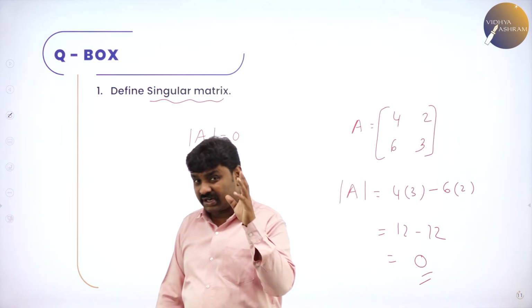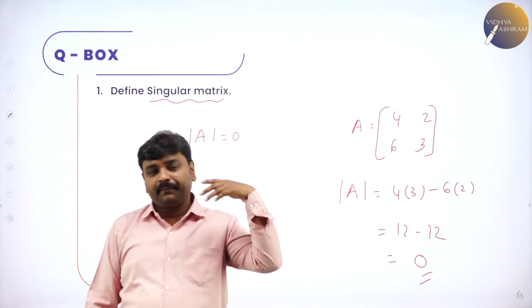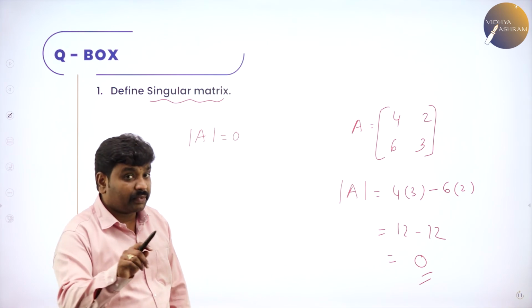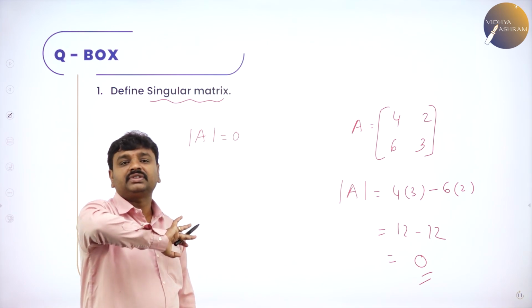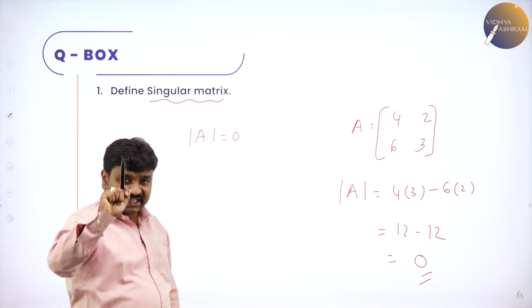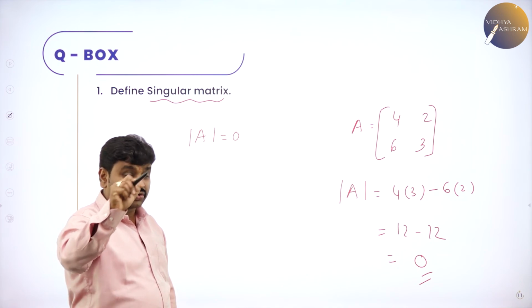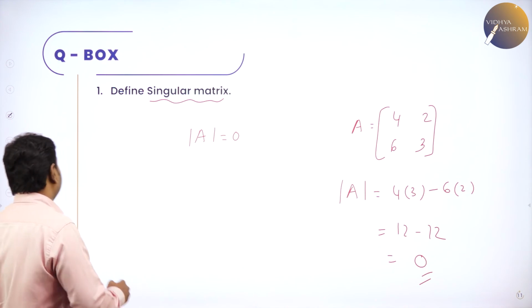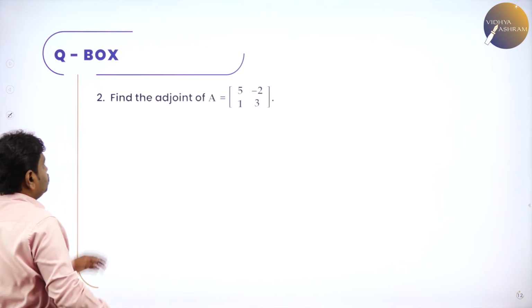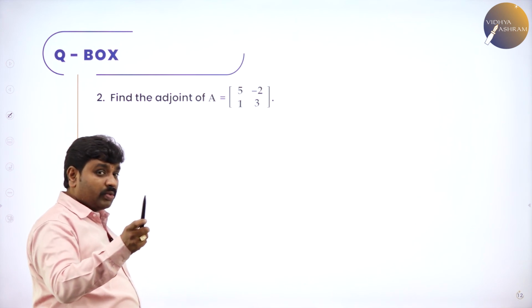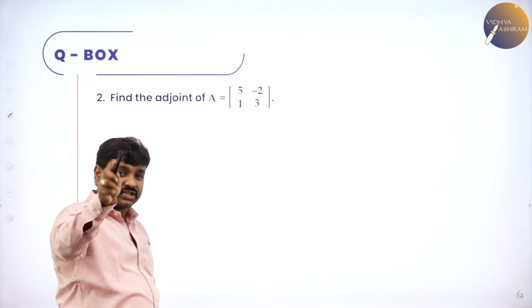So what is singular matrix? A square matrix whose determinant is 0 is singular, and we can also have 3 cross 3 singular matrices also. But the very important thing is, for a singular matrix, inverse does not exist. What is the key factor? For a singular matrix, inverse does not exist. If you want to find inverse, first you should find determinant, and that determinant should not be 0. It should be a non-singular matrix. Then you know how to find adjoint of this. Means in Q box, the first question is define singular matrix, that you should be able to answer.